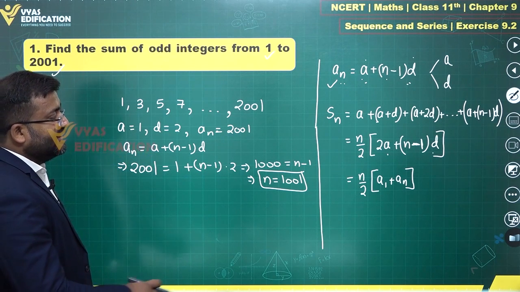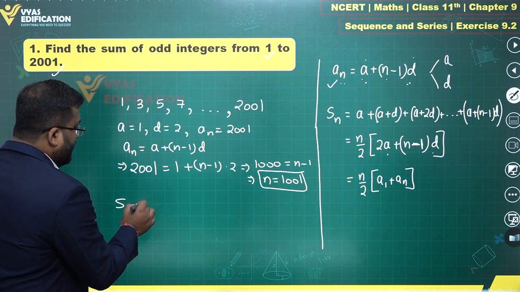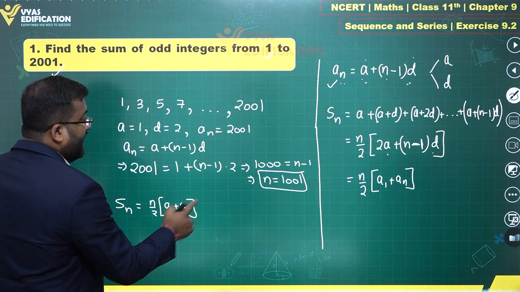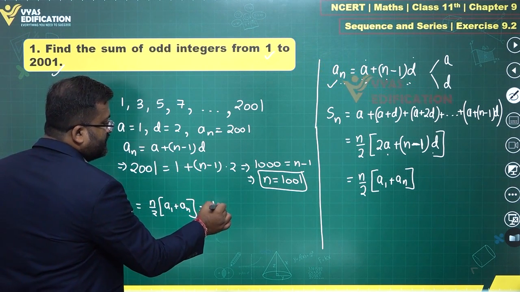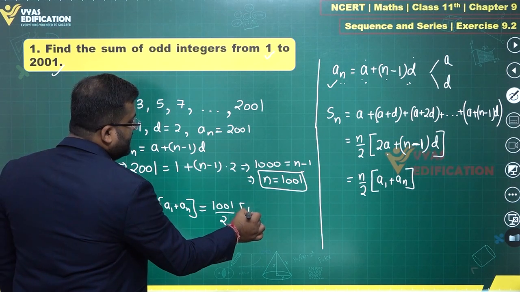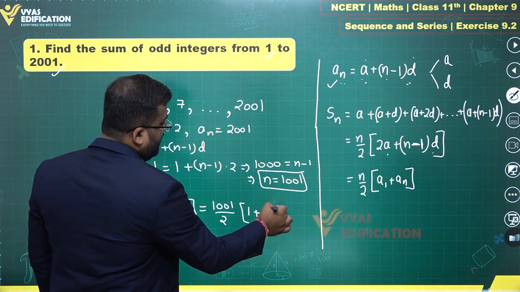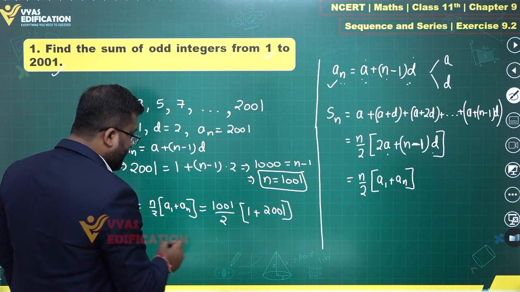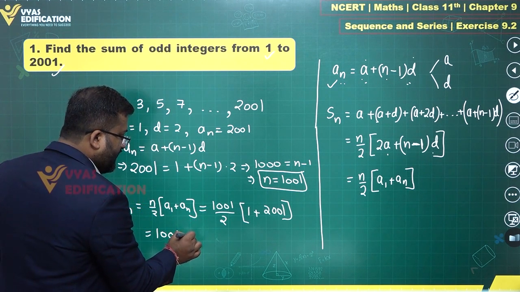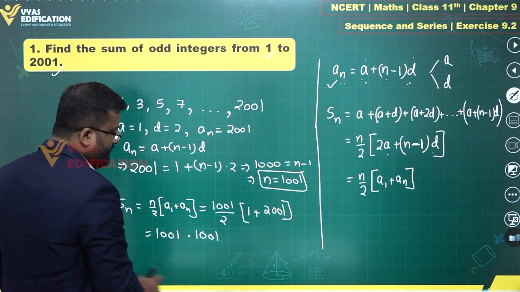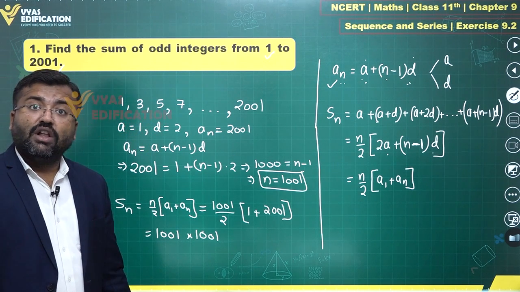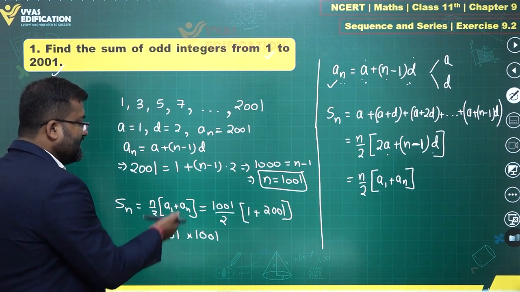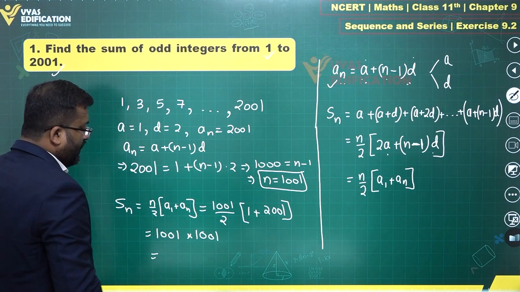Therefore, the sum of n terms can easily be found. S_n will be equal to n by 2, and now I can use a1 plus a_n easily because I know a_n directly. This is 1001 by 2, a1 is 1 and a_n is 2001. This is what you have, right? So what does that become? This becomes 2002 divided by 2, which is 1001. So this into this is what you get, 1001 square. And what is that equal to? Can you find that square easily? Yes, just multiply them. So what does that take me?